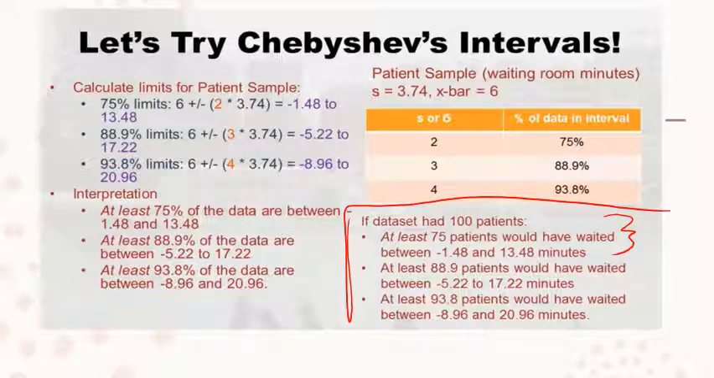If we're looking at the next level up, the 88.9 percentage, that would mean that at least 88.9 percent of your patients would have waited between negative 5.22 and 17.22 minutes. And then if we go even further, we can say that at least 93.8 percent of patients would have waited between negative 8.96 and 20.96 minutes. So that's pretty much what that is.